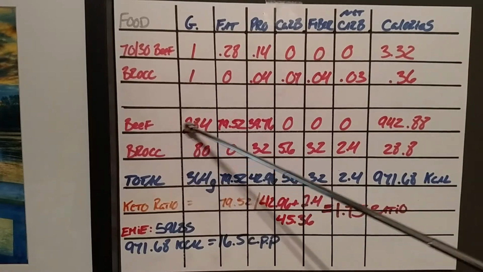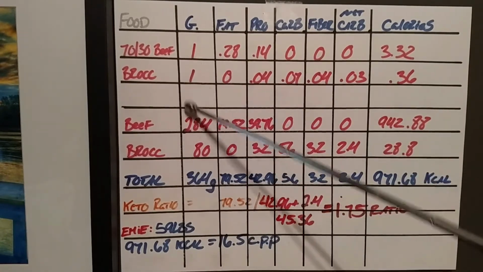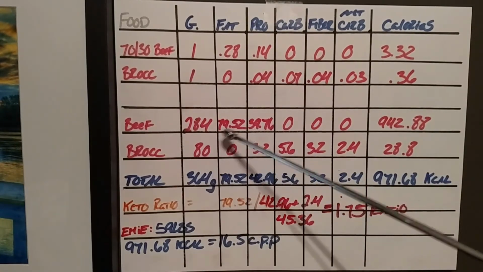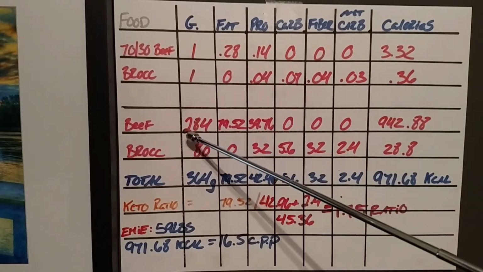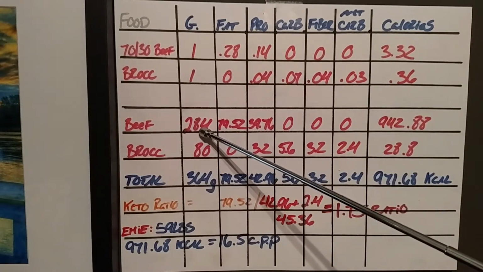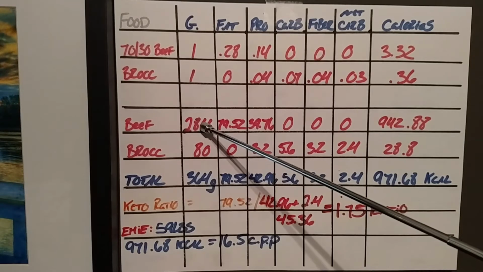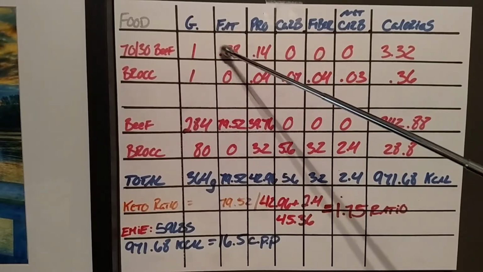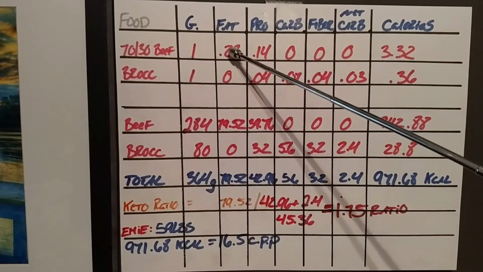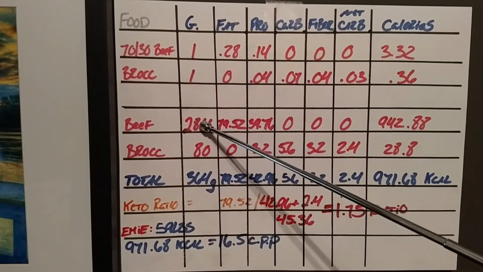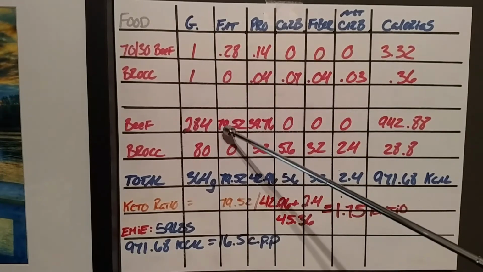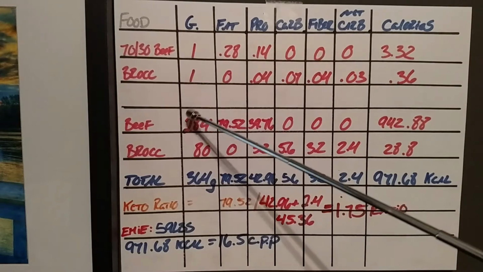Down here, you'll see the total amounts of these two foods. So I went ahead and calculated that she needs 284 grams of beef. Now you take that 284, multiply it by the 1 gram measurement of how much fat is in 1 gram. So 284 times 0.28 gives you 79.52.